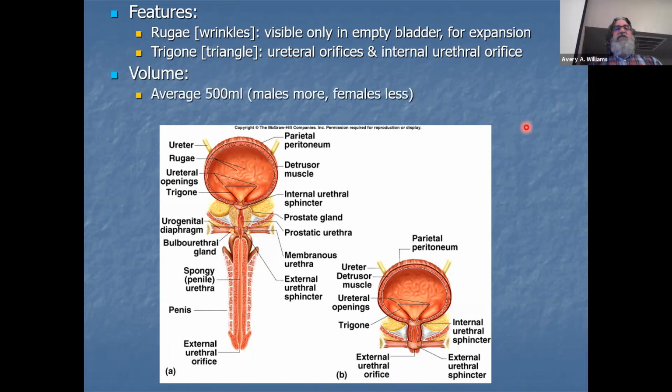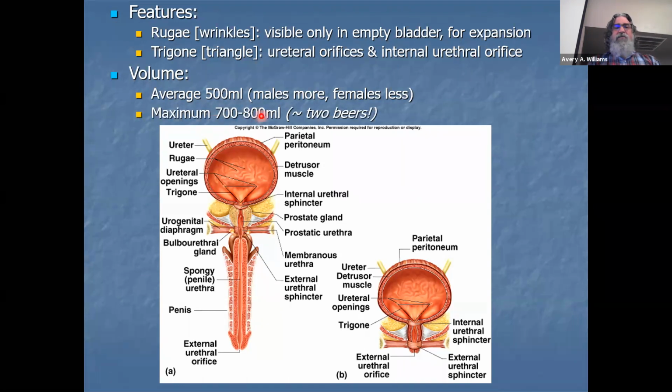Okay, volume. How much pee can you hold? Average, about 500 milliliters. A 500 milliliter beaker is about like this big, about what, a coffee cup size, I guess. Have I filled my bladder up yet? Almost. It's a little bit more in males, actually a lot more in males than in females. Females' bladder is much smaller. Why is it smaller? Well, it's crowded due to the presence of the uterus. You know, males don't have a uterus, so their bladders can be a lot bigger.